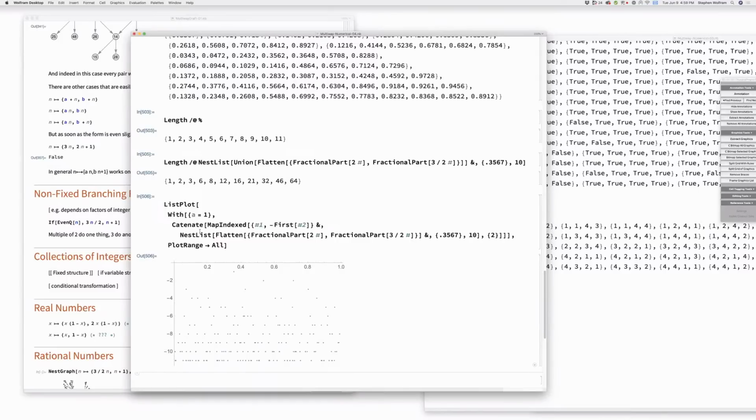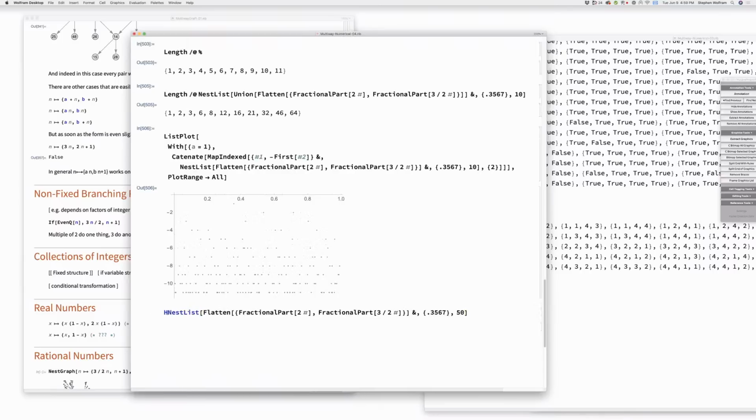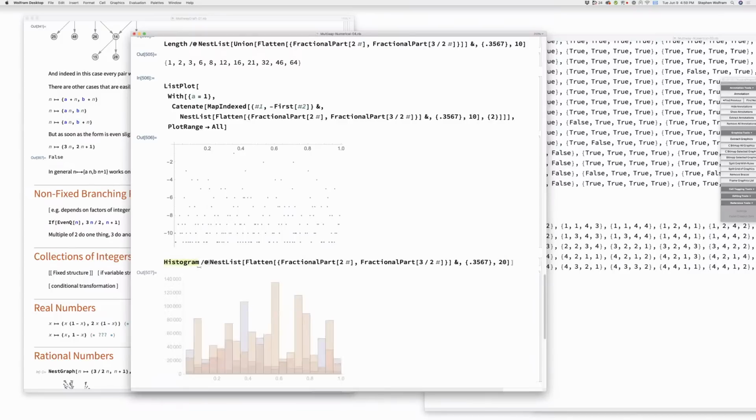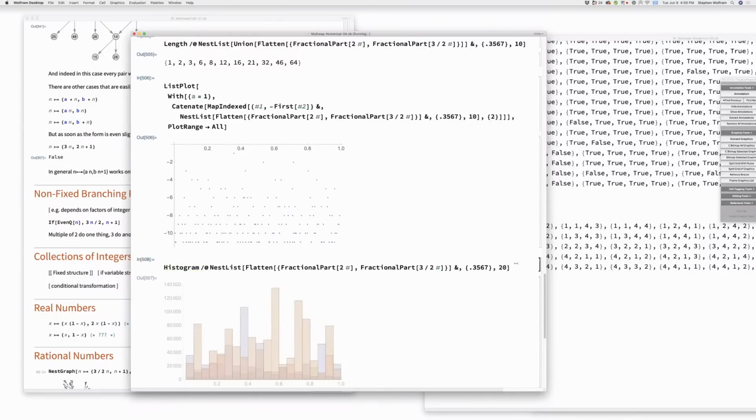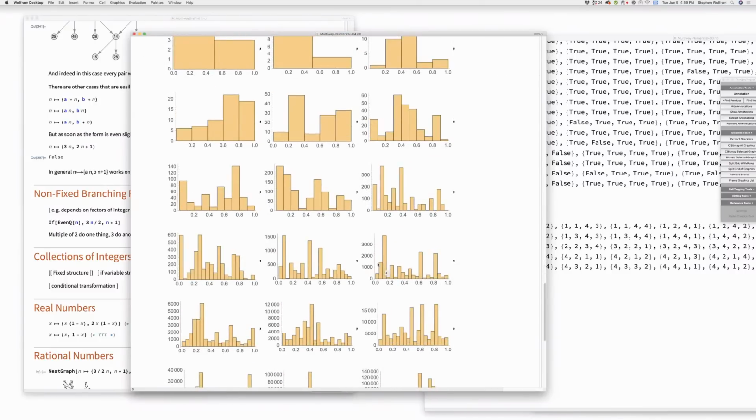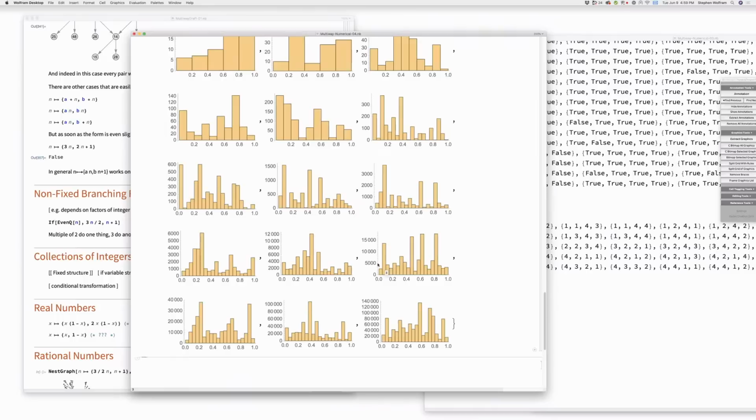So if I were to take this and nest it, let's say 50 times, and then make a histogram of these, actually 50 may be a big mistake. Let's do 20 times, because there'll already be lots of points. Oh my gosh, I don't want that. What I want to do is map histogram over that. Okay, so what this is showing, rather bizarrely, wow.